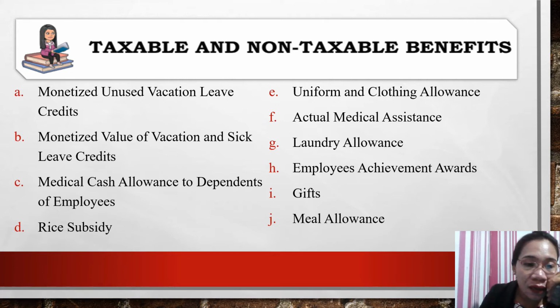So in here, the benefits, these are non-taxable, like a uniform and clothing allowance, non-taxable yan. Actual medical assistance, non-taxable. Laundry allowance, employees achievement awards. Itong mga lahat ng to, non-taxable to. Yung tinatax ng government, BIR, ay yung previously nating dinidiscuss. Yung mga 13th month, ganun. Tinatax yun. May tax yun sa gobyerno. BIR nangungulikta nun. Okay? Let's proceed.